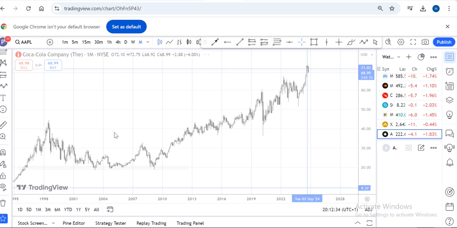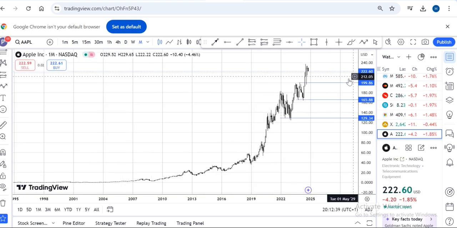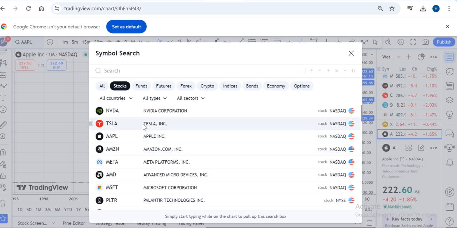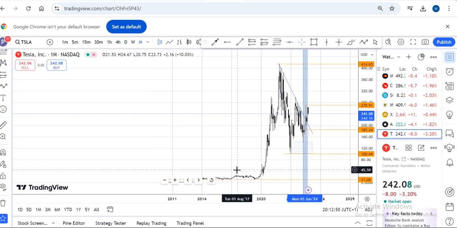This is Apple stock, and Apple stock is currently selling at $222 per share. Then we have Tesla. Just giving examples. We have Tesla.